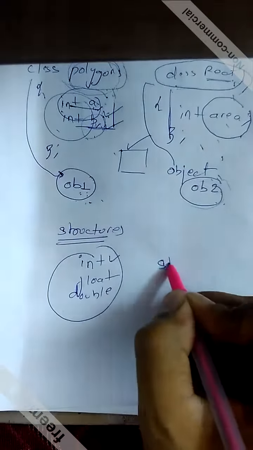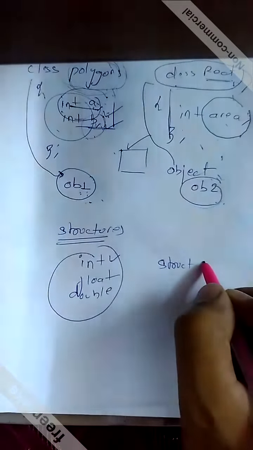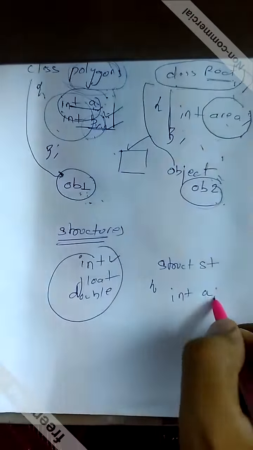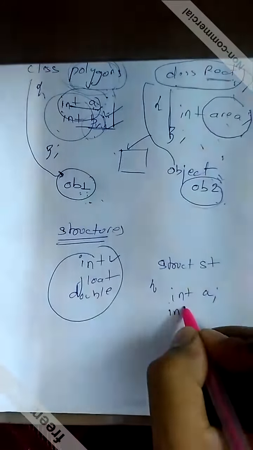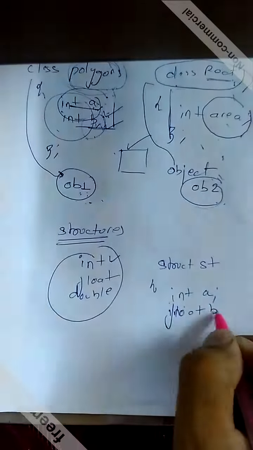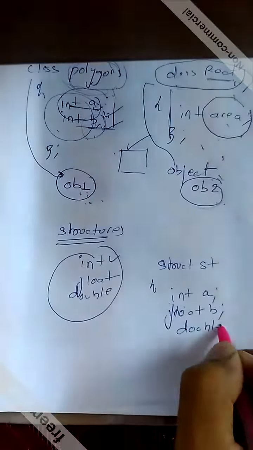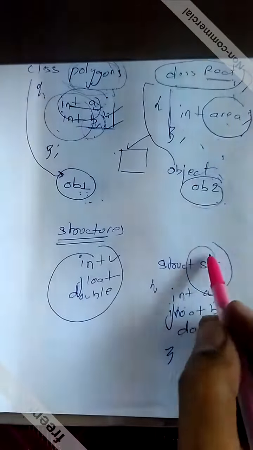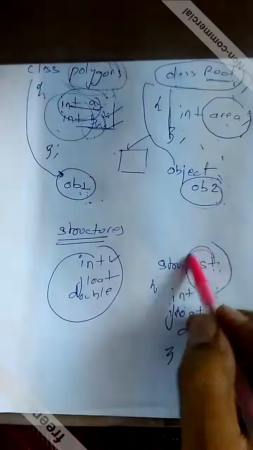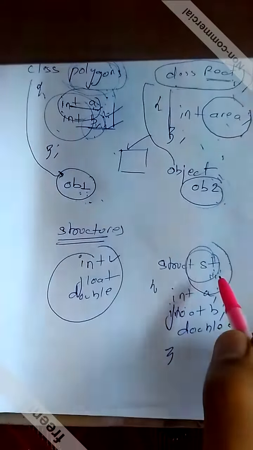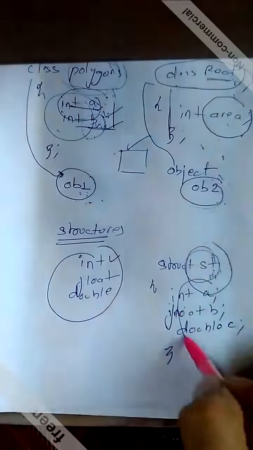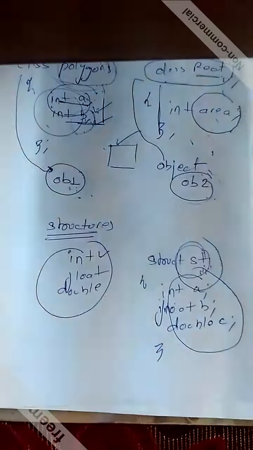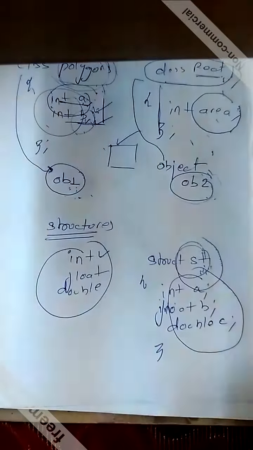Like we can define a struct st, and we can define that it has an integer a, a float b, and a double c. So whenever I define a variable of this structure type st, that variable will have all these types of variables in it. So you can see that it resembles a class a little bit.